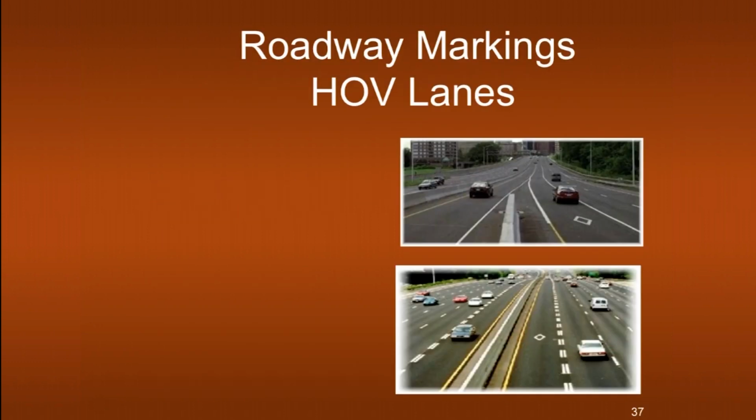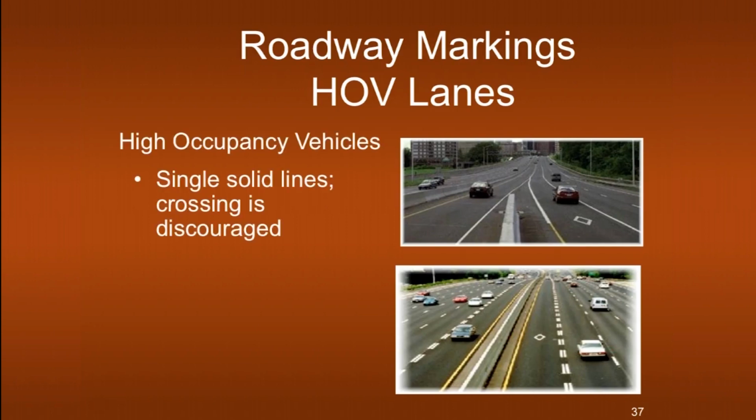Let's talk about HOV lanes, high occupancy vehicles. In a high occupancy vehicle lane, they're going to be on limited access roads, interstates typically. The traffic is always going in the same direction, and so it's going to be white lines that distinguish between lanes here. If it is a single solid line, crossing is discouraged, so you see it here as lanes merge. You'll usually get a single solid line. You should try to stay in your lane if you possibly can here.